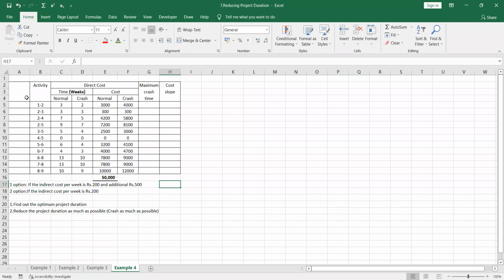So they are not giving any activity A, B, C, D, E. That means you have to use what? You have to use the activity on arrow approach. And if you are getting 1, 2, 2, 3 like this, you have to name your activity.